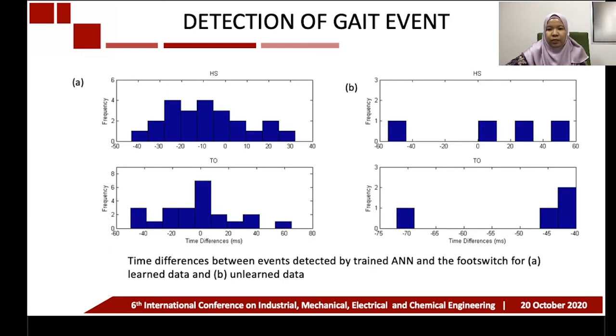Figure A shows the time difference between events detected by ANN and foot switch for learned data. For learned data, the average time difference is in the range between 16 milliseconds and 21 milliseconds. Meanwhile, for the average time difference from unlearned data in figure B, the difference is from 35 milliseconds to 49 milliseconds. We can see that there is a very small difference between the ANN model and foot switch data.